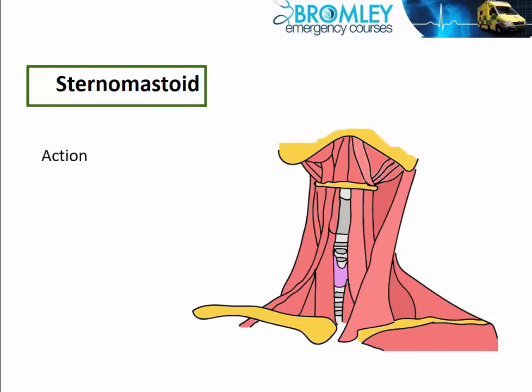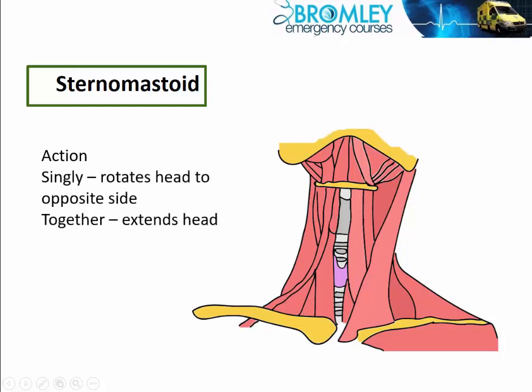So the sternomastoid muscle, there's one on each side of course, and each muscle turns the head towards the opposite side. When both of them work together, they flex the neck, they bend the neck forward, but because they attach to the back of the head, to the mastoid behind the pivot point, they actually extend the head so that the head looks upwards.